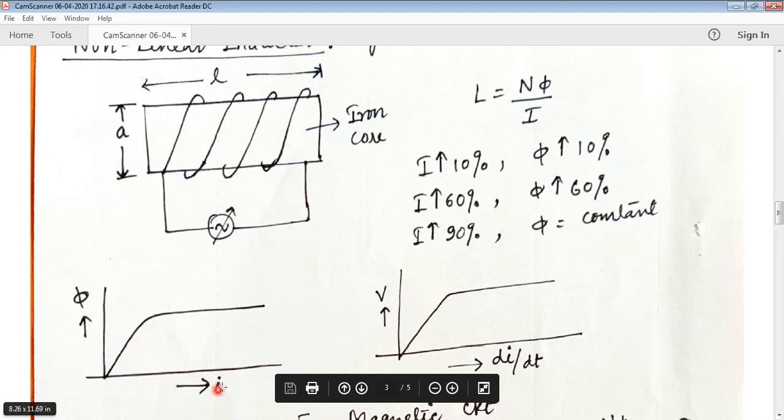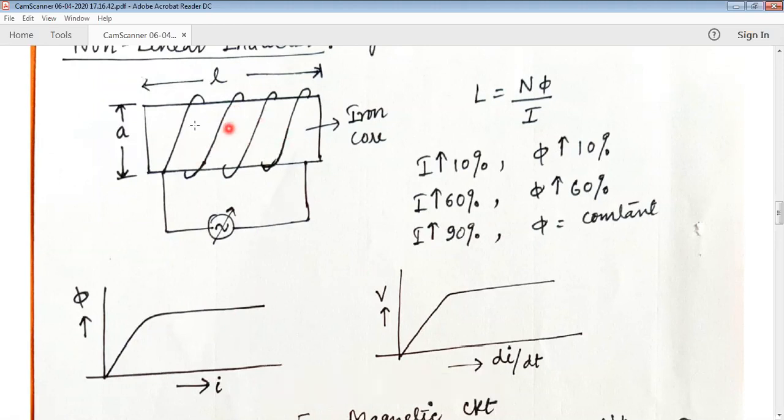When you increase the current to about 90%, the flux will become constant. Why is this flux constant? Because of the saturation of the magnetic material present inside this coil, that is the iron core. Because of the magnetic saturation of this material, whatever magnetic flux is produced, after some time it becomes constant.